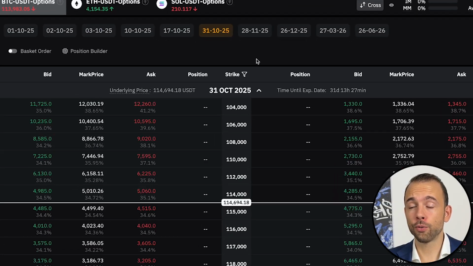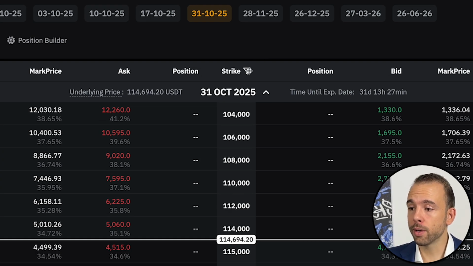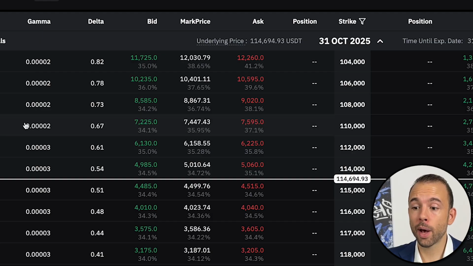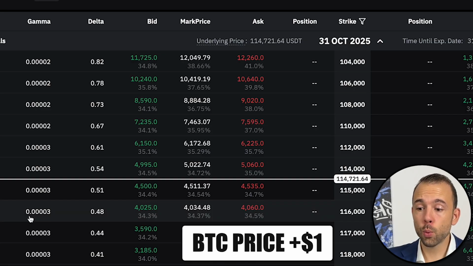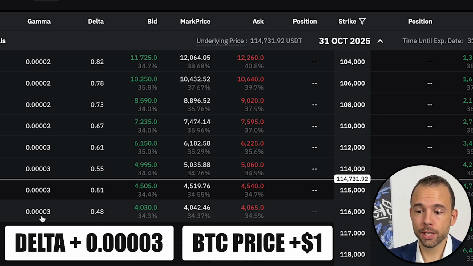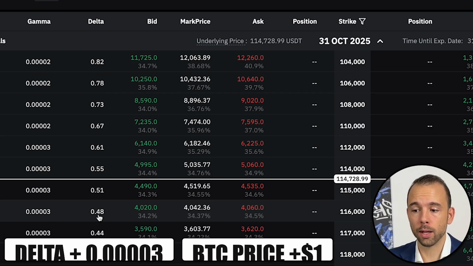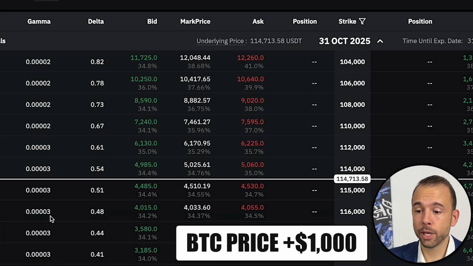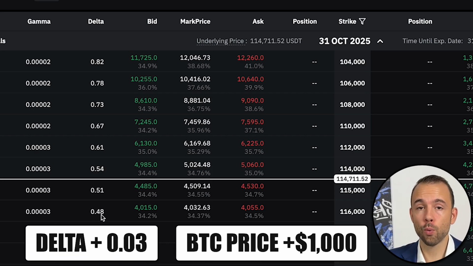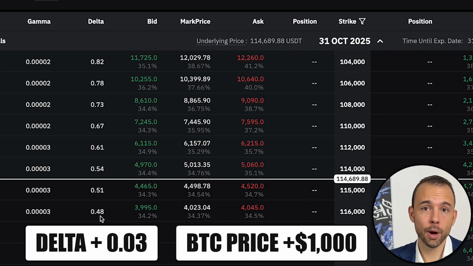So first of all, to find the gamma, we have to click on the filter button and select gamma. And here we can see the value for gamma. This value indicates that if the price of Bitcoin will increase by $1, delta will increase by 0.00003 as well. And that means if the price of Bitcoin will increase by $1,000, the delta will increase by 0.03 and will be equal to 0.51.